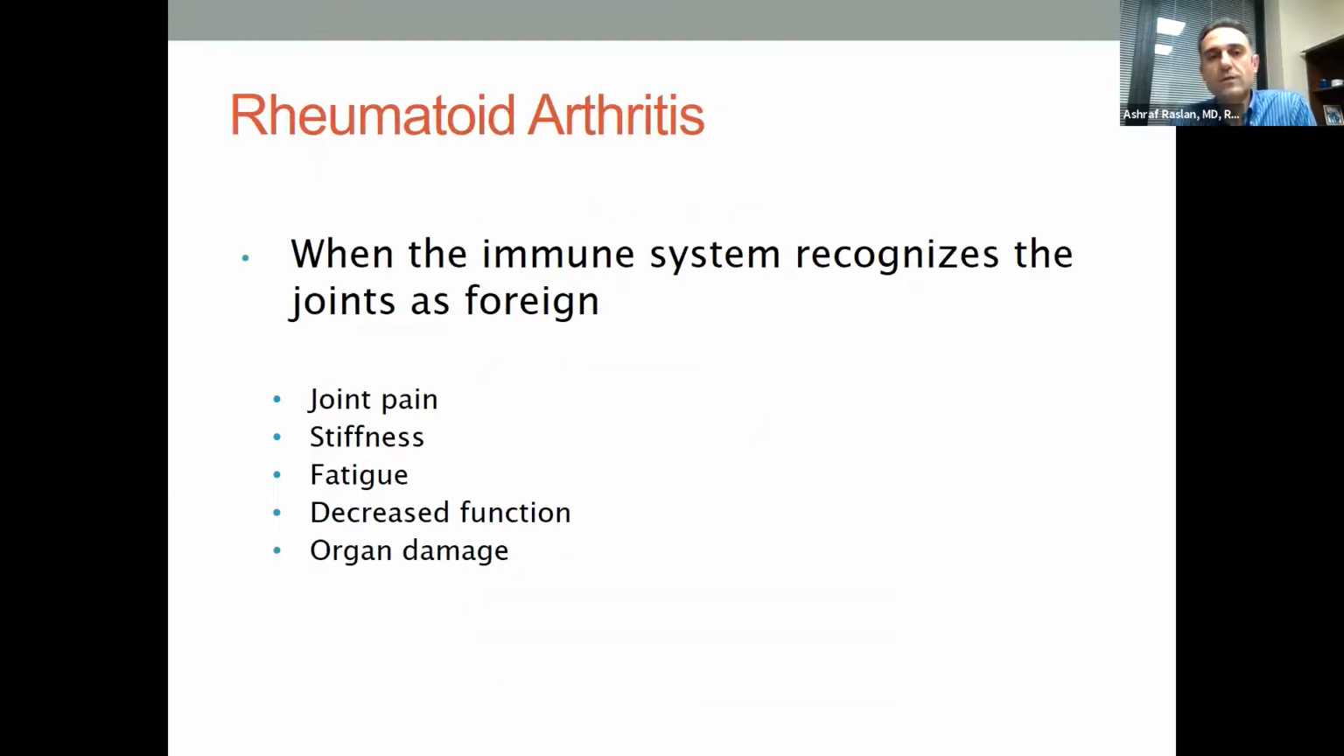So as you said, it's when the immune system recognizes the joint as foreign. And so the immune system will attack the joint, causes pain, stiffness, swelling, and many other things happen at the same time when you have rheumatoid arthritis because of the inflammation. There is fatigue, there is sleep problems, there could be sometimes some organ damage.